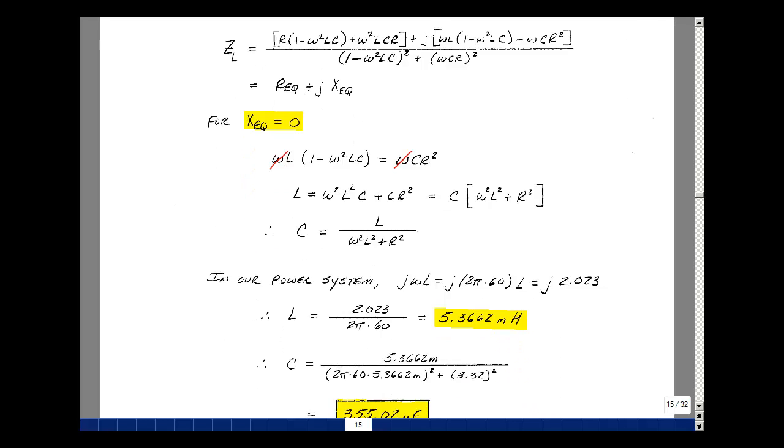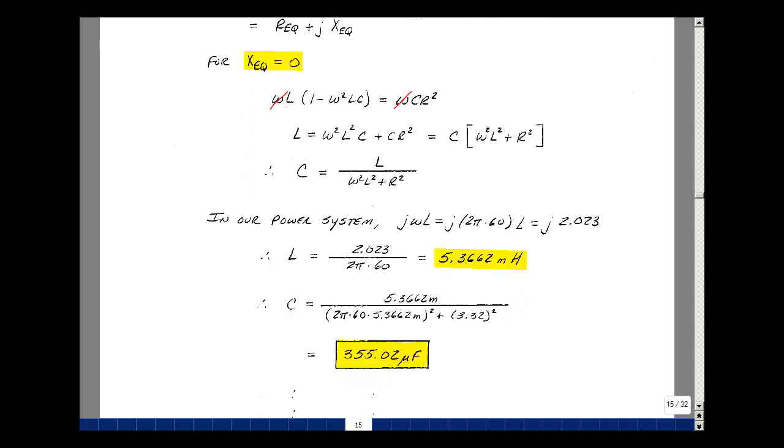Well, in our statement of the problem, we just had the value of the impedance at 60 Hertz. So let's go back and calculate the effective value of L. jωL is equal to j times 2π times 60 times L, and that was equal to 2.023. So I'm going to solve for L as being 2.023 divided by 2π60, and it's about 5.3662 millihenries.